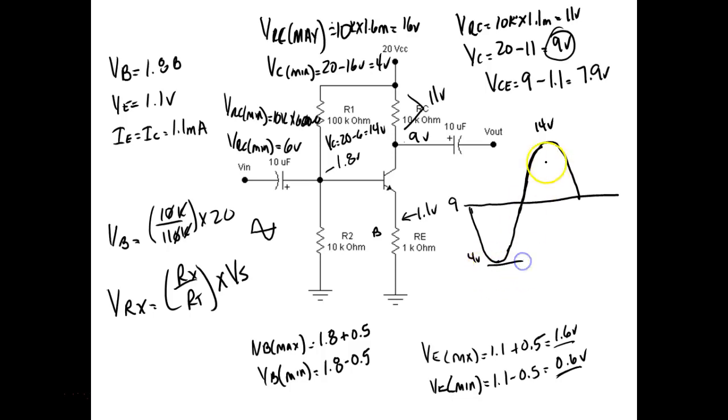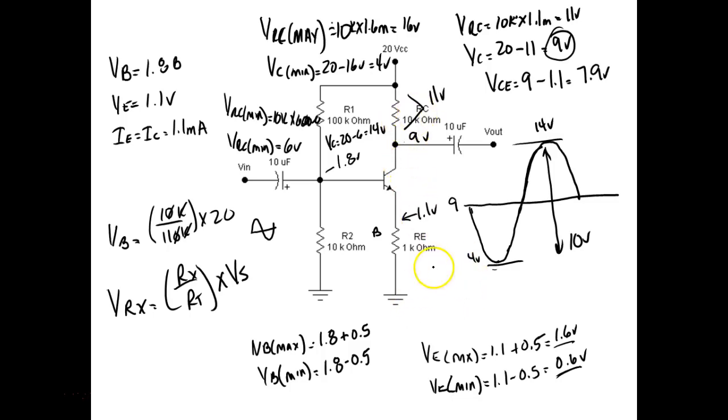So what would be my peak to peak voltage? 14 minus 4. What would that be? 14 minus 4 is 10 volts, which is what I expected.